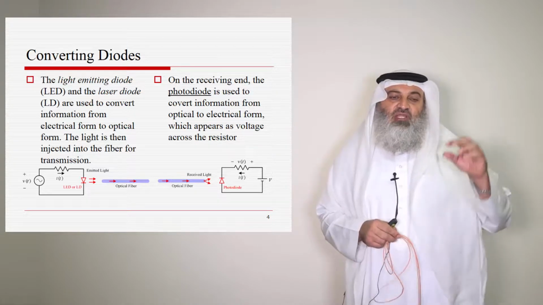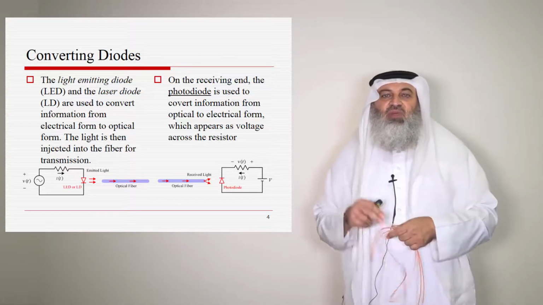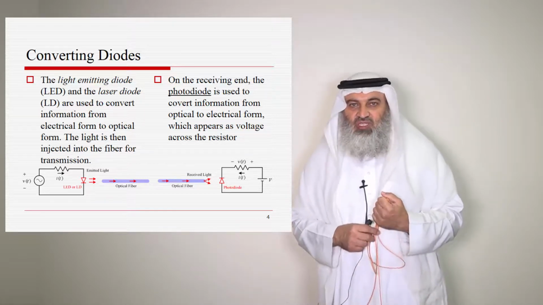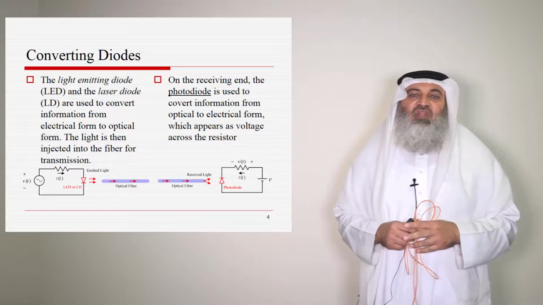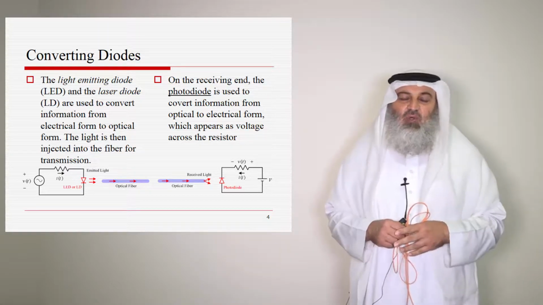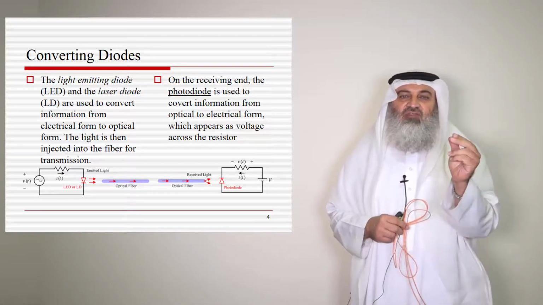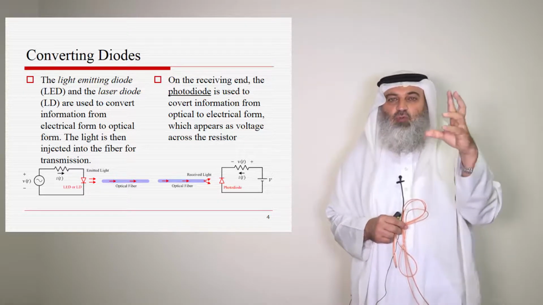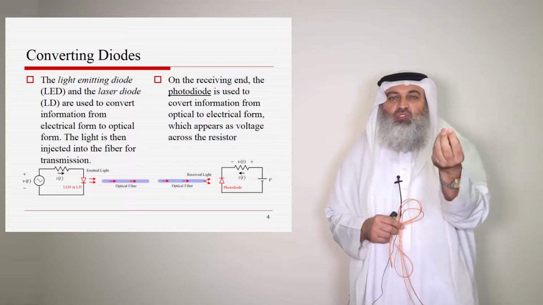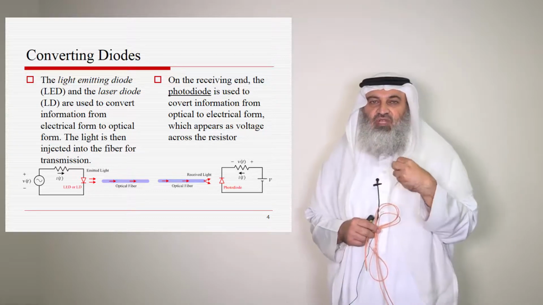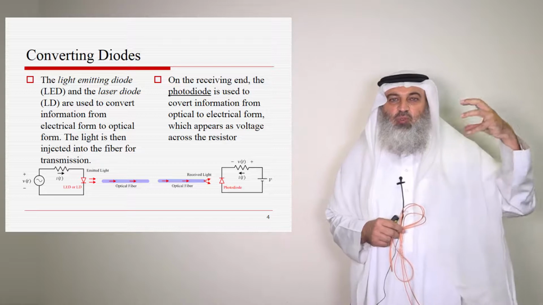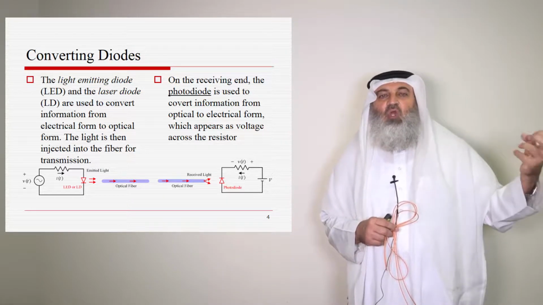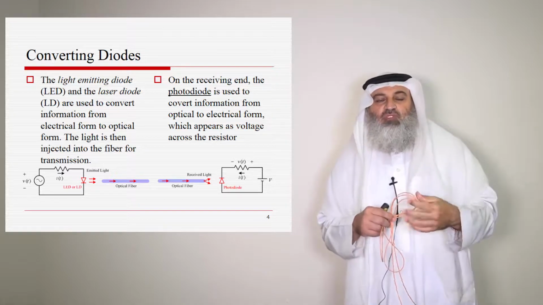What are those devices that will allow me to convert to light and back from light to current? The answer is diodes. You probably heard of light emitting diodes, the LEDs, or laser diodes. These are devices that, when you let current go through them, release photons, which are the main constituents of light rays or light beams. So on that side, we have the laser diode or the light emitting diode, which generates the light that goes through the fiber.